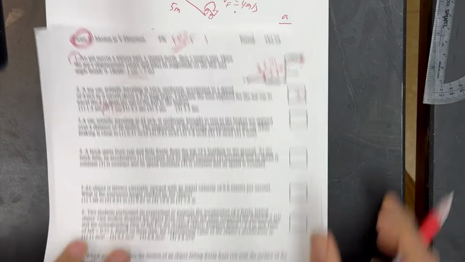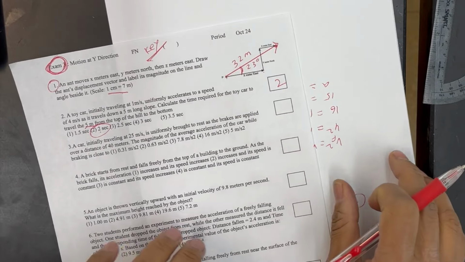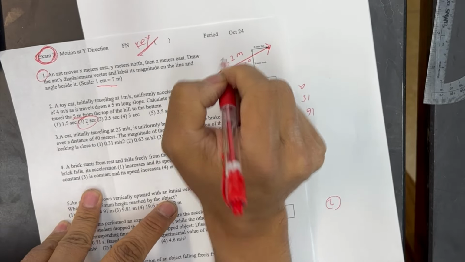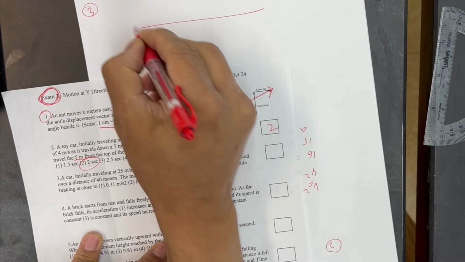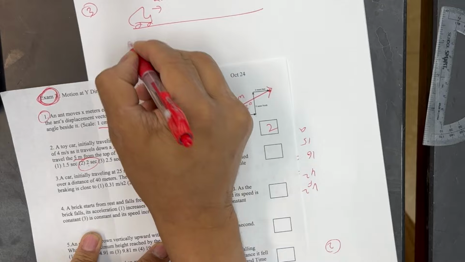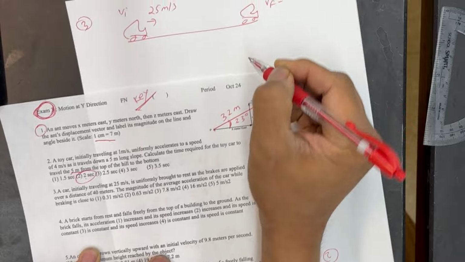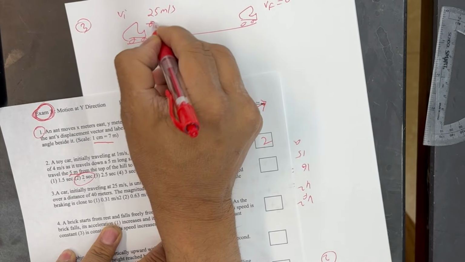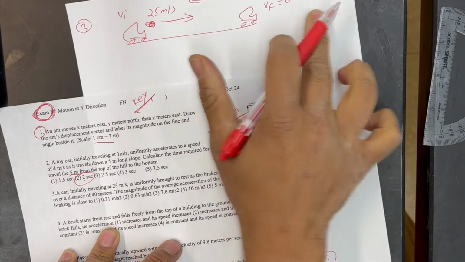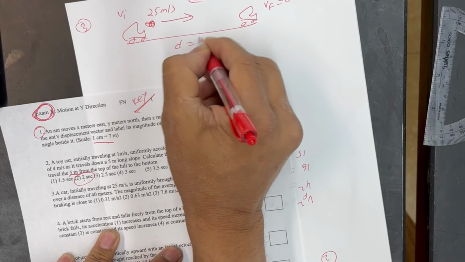Number 3. So now you're going to use the scrap paper. Keep using the scrap paper. Okay. So the car is moving with 25 meters per second, right? This is the initial velocity. Final velocity is 0. So that means if the initial velocity is this way, acceleration has to be this way. Otherwise, the car will never stop. From location A to B, the distance is 40 meters.